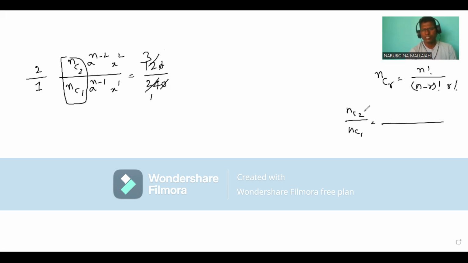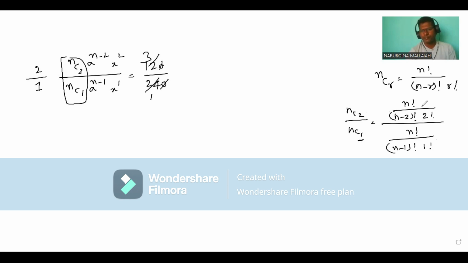Right. nC2 using this formula, factorial n by factorial n minus 2. Their difference we have to take: n minus 2 factorial into 2 factorial. In the same manner, I am writing for nC1: first n factorial by n minus 1 factorial into the factorial of base, that is 1 factorial.